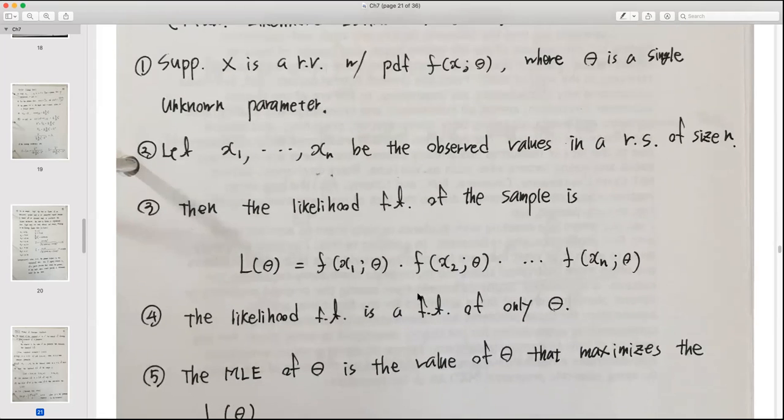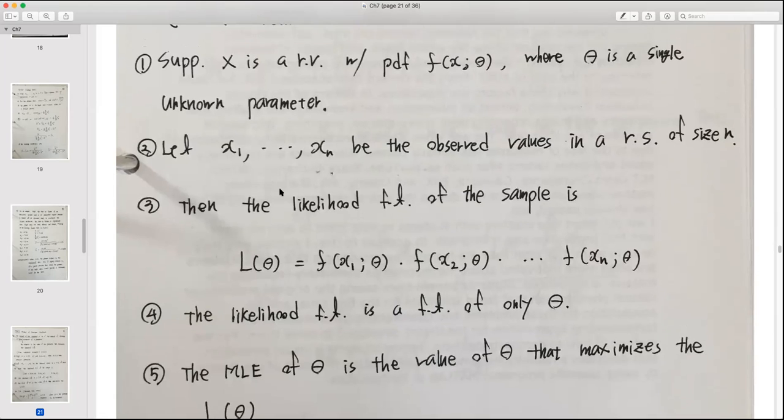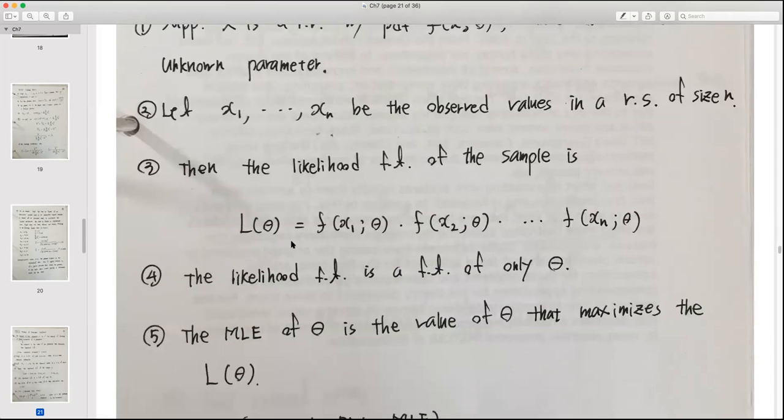Now, x1 through xn in a random sample are considered random variables, right? So we just replace x by x1 through xn. That was the definition of a likelihood function: the product of the PDFs, where we replace x by the random variables in a random sample.